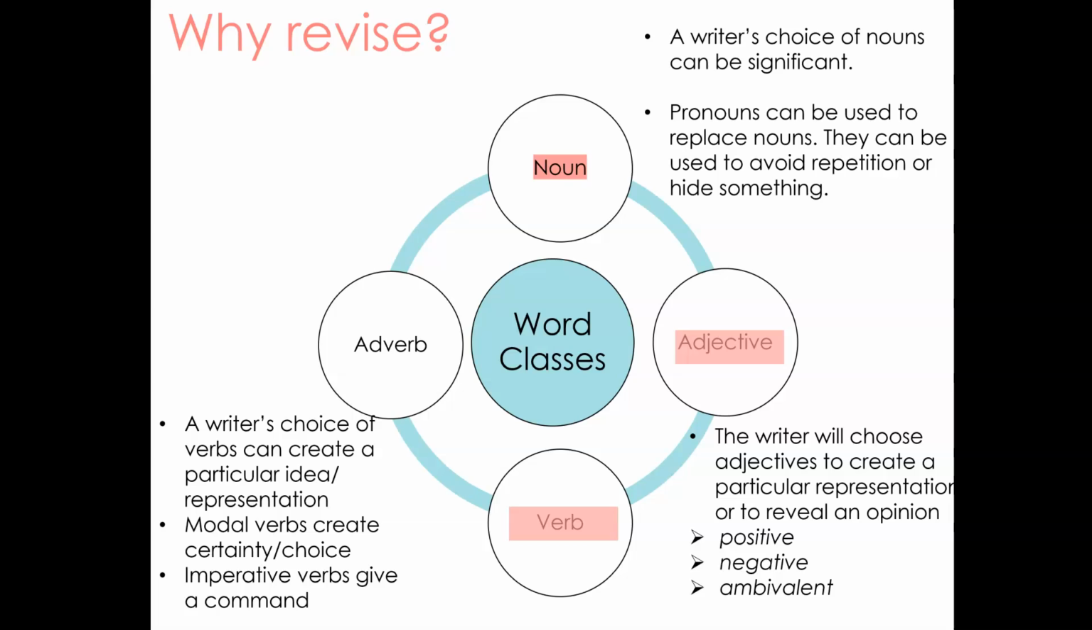Your verb choices are also really helpful to exploring language. Quite often, those verb choices might be words that we can zoom in on and explore. So I always like to think about alternative choices for verbs. Why this specific one? What does it help us to understand about what is happening in that moment? A writer's choice of verbs can also convey a particular idea, a representation. As I say, modal verbs can create that degree of certainty or choice. And imperative verbs, we know, give a command.